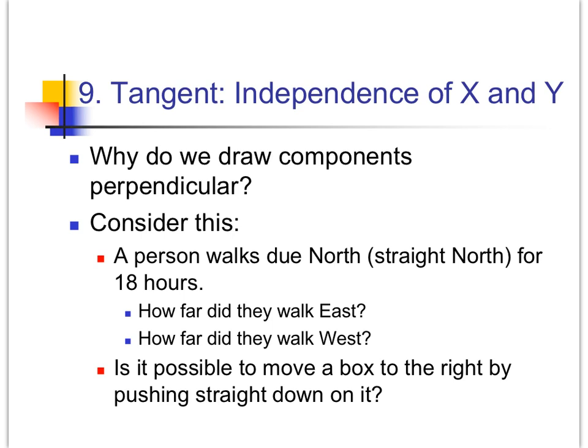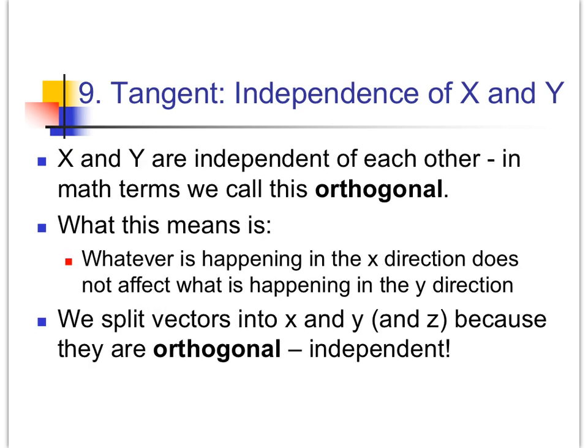Another one to think about is, is it possible to move a box to the right by pushing straight down on it? You're certainly welcome to try and do this. But spoiler alert here, it can't be done. You can't move a box left or right by pushing down on it. And the reason for all of this is that x and y are independent of each other. The fancy mathematical term we use for this is orthogonal. So if you would like to impress people at parties, you can use that word. And what that simply means is that whatever happens in the x has nothing to do with the y. Whatever happens in the y has nothing to do with the x.